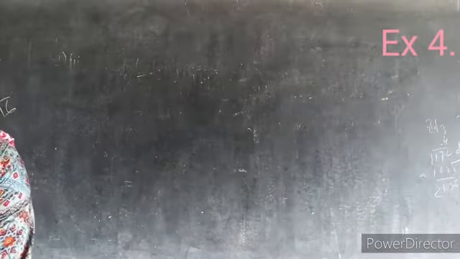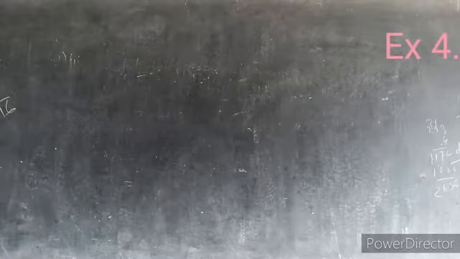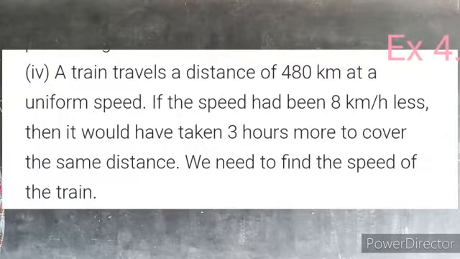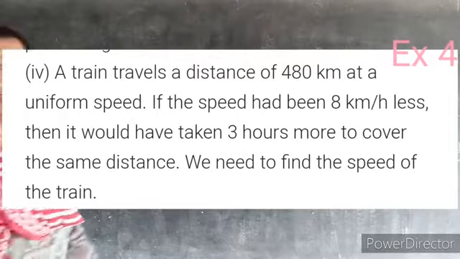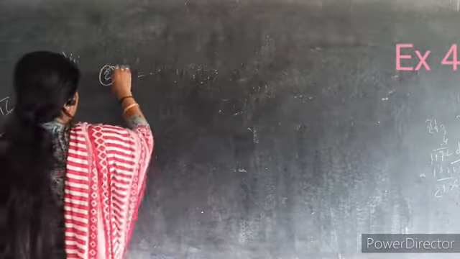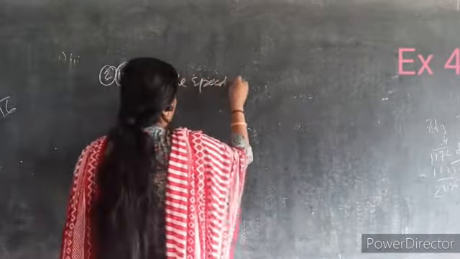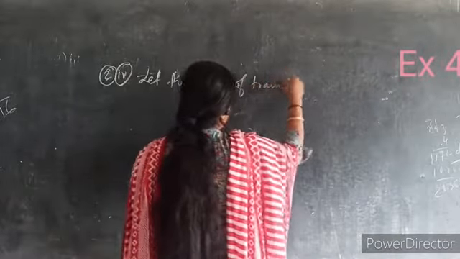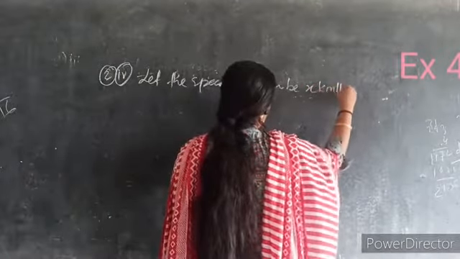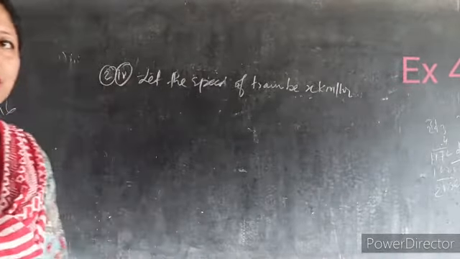A train travels a distance of 480 km at a uniform speed. If the speed had been 8 km per hour less, it would have taken 3 hours more to cover the same distance. We need to find the speed of the train. Okay, student? So suppose, let me write, let the speed of the train be x kilometer per hour.